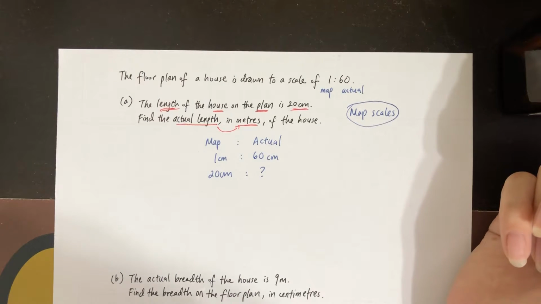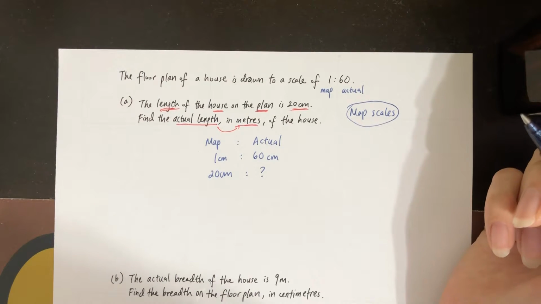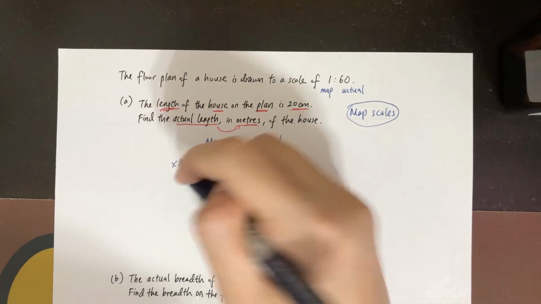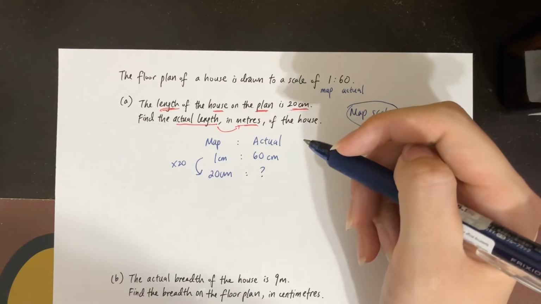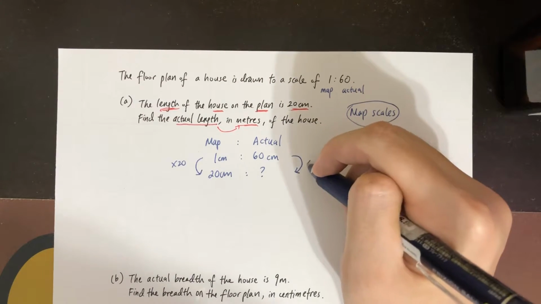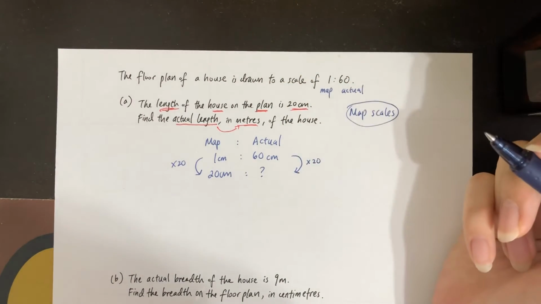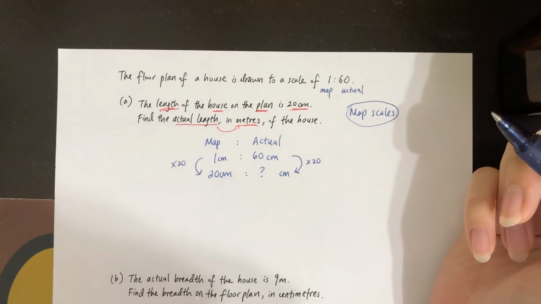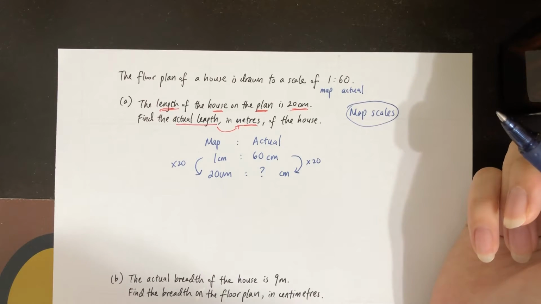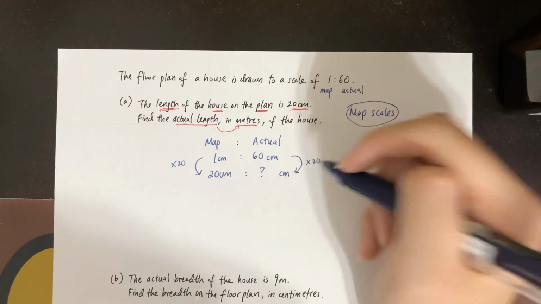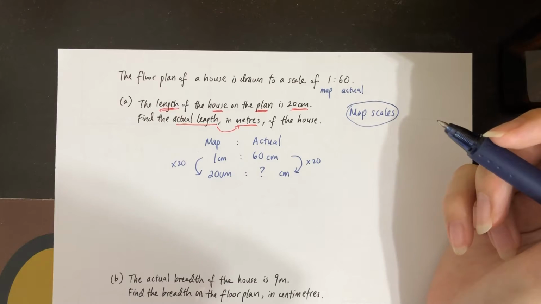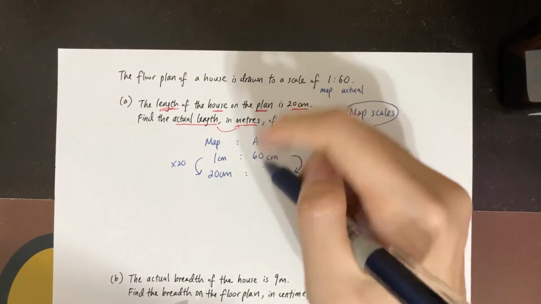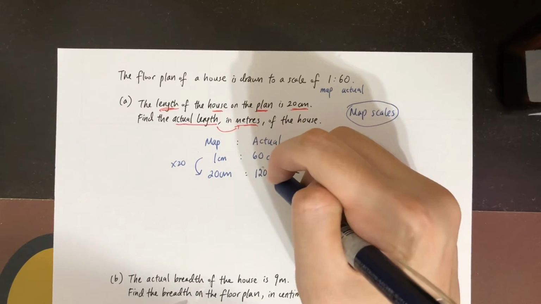So in this case, using the concept of proportions, 1 cm times 20 will give us 20 cm. We do the same on the right hand side, times 20, to find the actual length of the house in reality. So 60 times 20, pressing the buttons on your calculator, gives us 1200 cm.